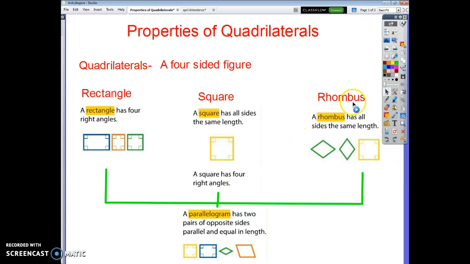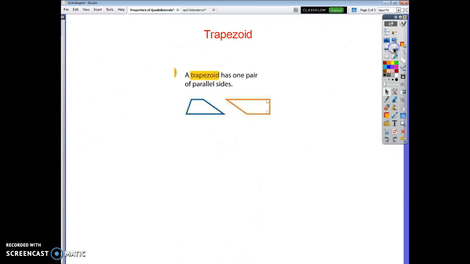And that is going to take us to kind of the oddball of our little family here of four-sided figures, the trapezoid. A trapezoid is a trapezoid because it has one pair, just one pair of parallel sides. This side and this side are parallel to each other. They're not equivalent. They are parallel.